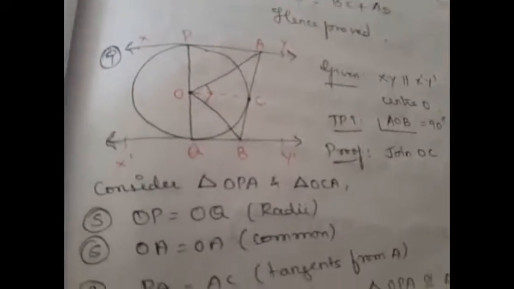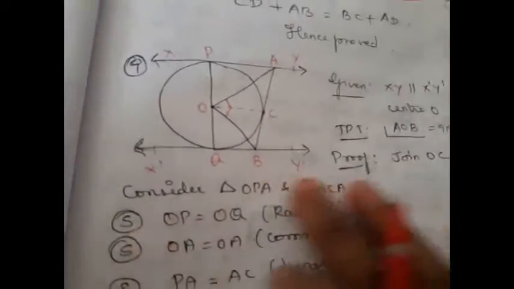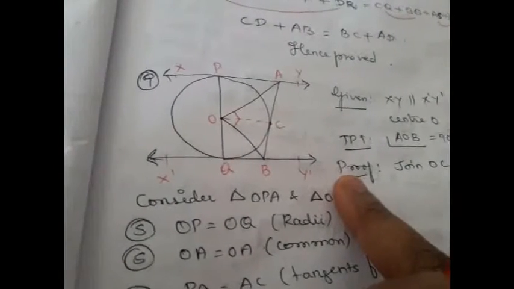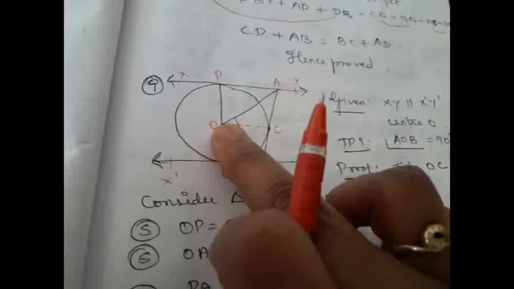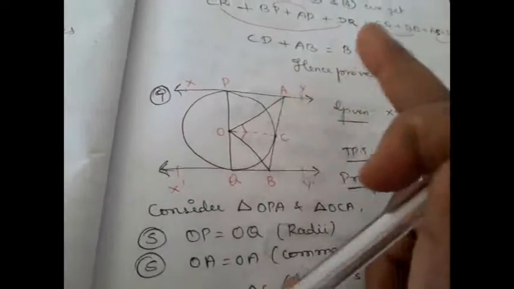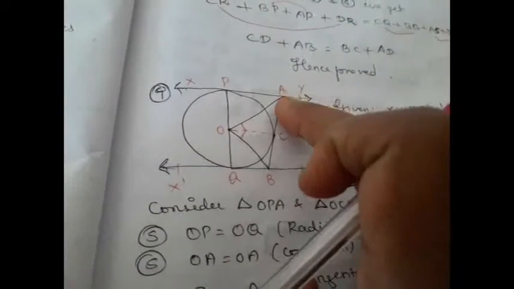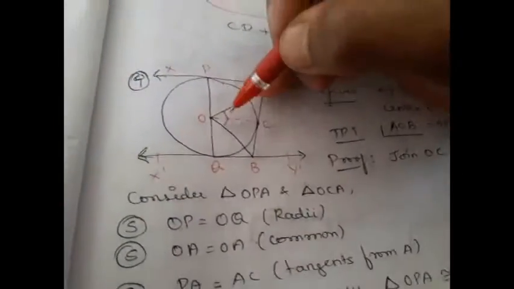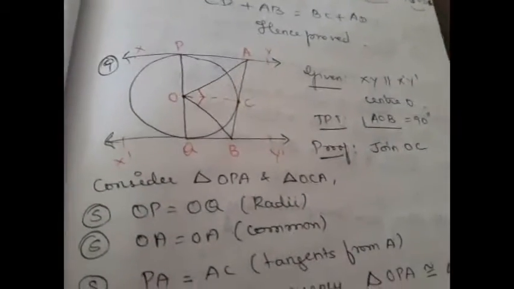Ninth question is: they have given you this figure in the question and they have told you XY and X dash Y dash are two parallel tangents to a circle with center O. There is another tangent AB with point of contact C intersecting XY at A and X dash Y dash at B. Prove that angle AOB equals 90 degrees. We need to prove this angle is 90 degrees.